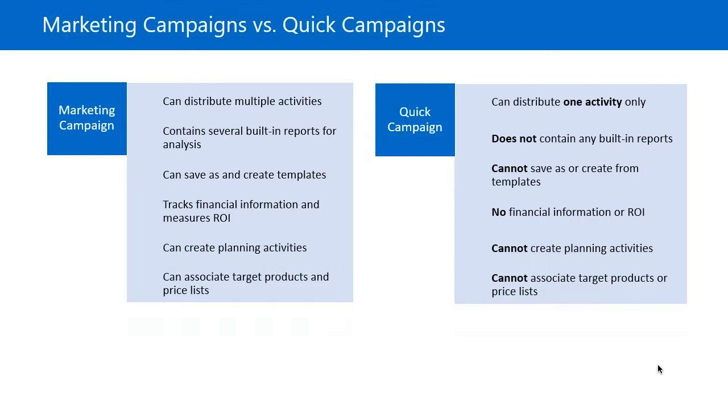What this means is, with a regular campaign, you might have multiple phases of a marketing campaign where you are sending multiple emails and then following the emails up with phone calls, which will then be followed up with letters. With a quick campaign, it only involves one activity.